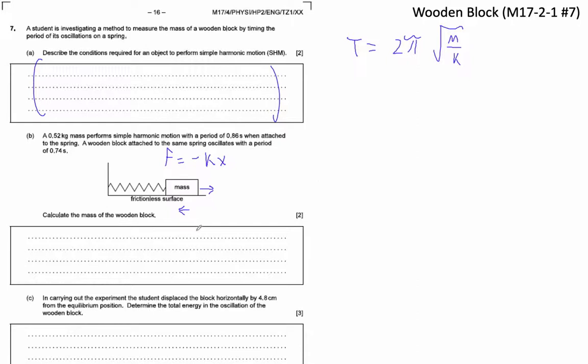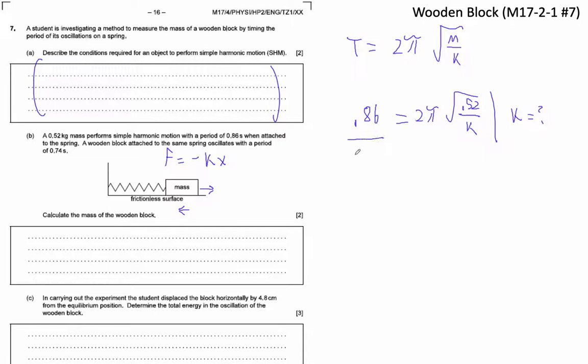Now, how do we do this? Well, we're going to set up two equations, and we have two variables. We can solve for one of them. So let me just show you this. 0.86 equals 2 pi square root of 0.52 over k. Now, by the way, it might be smart to calculate k. Can't you calculate k from that?